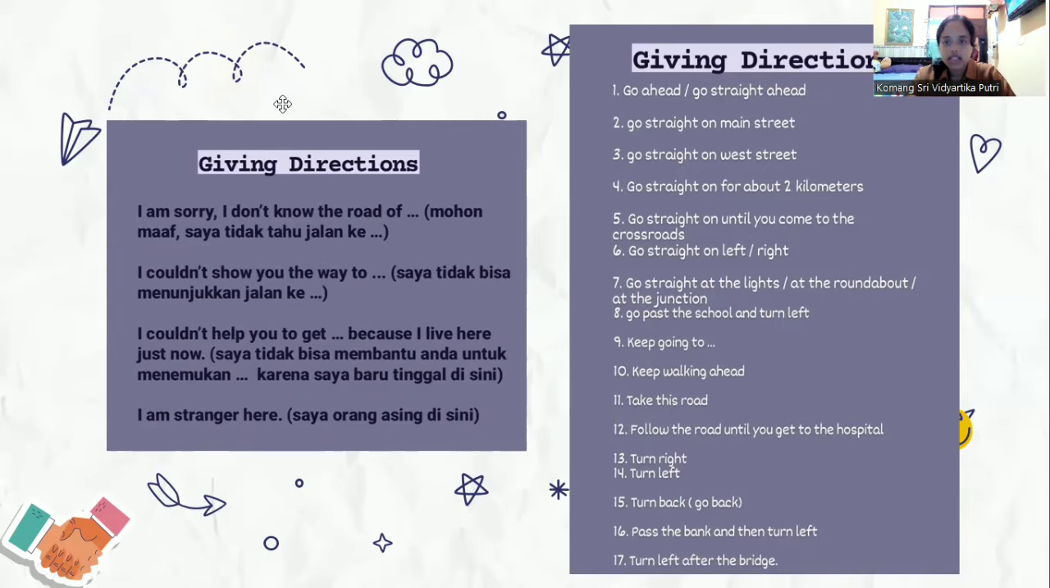Next is on the right side. These are the expressions that you can use to give direction. The first is go ahead or go straight ahead. Go straight on the main street. Go straight on the west street. Go straight on for about 2 kilometers. Go straight on until you come to the crossroad. Go straight on, left or right. Go straight at the light, at the roundabout, and at the junction. Go past the school and turn left. Keep going, keep walking ahead. Take this road, follow this road until you get to the hospital. Turn left, turn right, turn back or go back. Pass the bank and turn left after the bank.